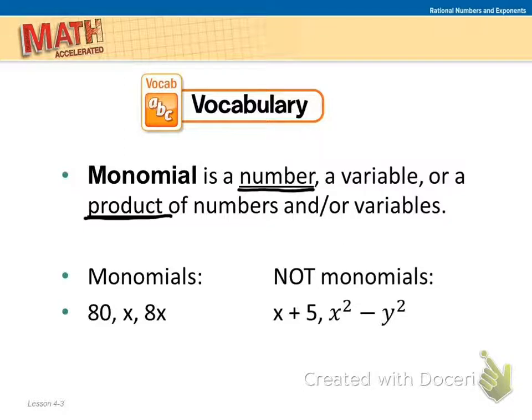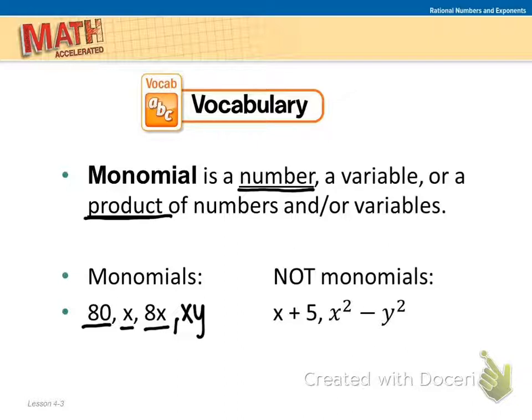Alright, some examples that we have down here, just like the definition. A monomial is a number. So right here, 80 would be an example of that. It can be just a variable, so it can be just X or Y or Z. Or it's the product of numbers or variables. So right here we have the product of a number and a variable. It could also be the product of two variables. It could also be XY.